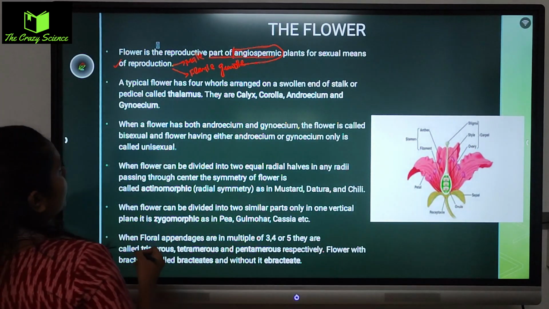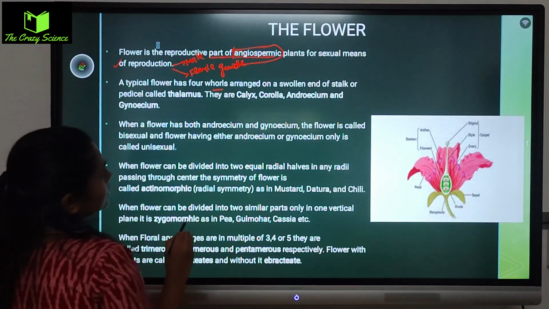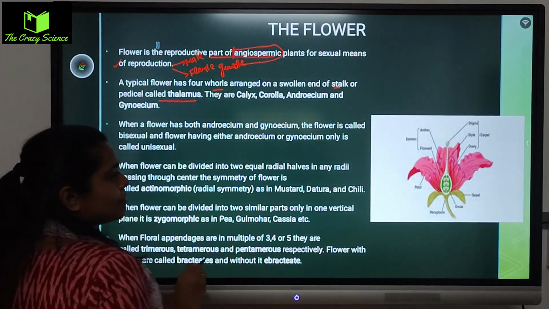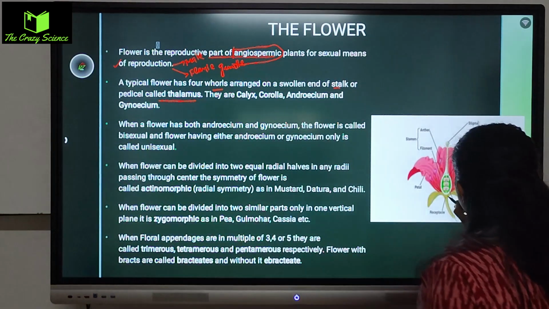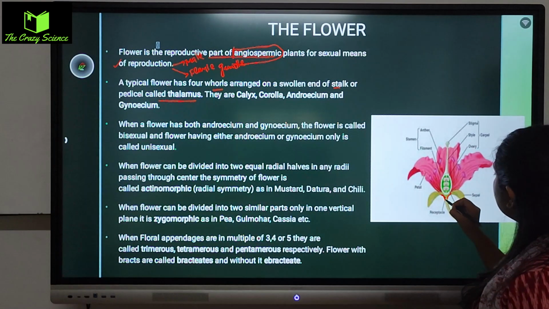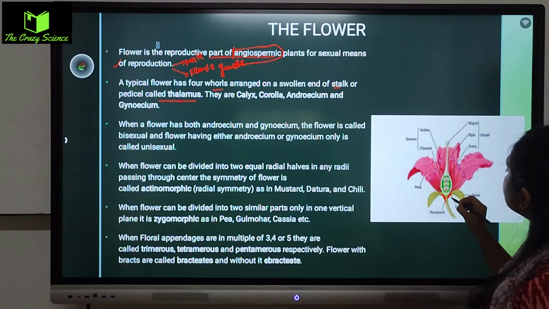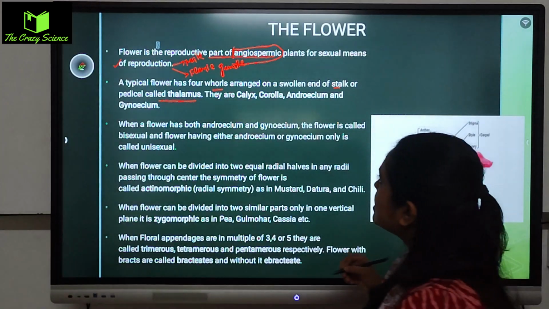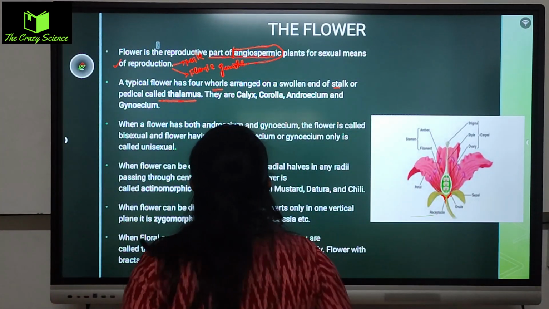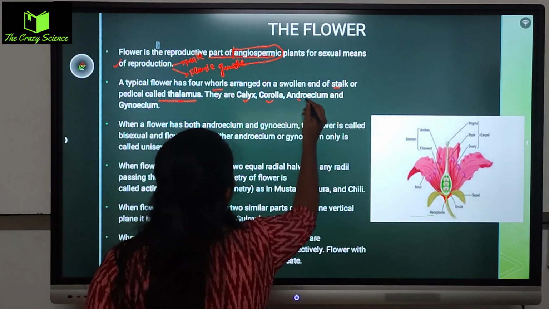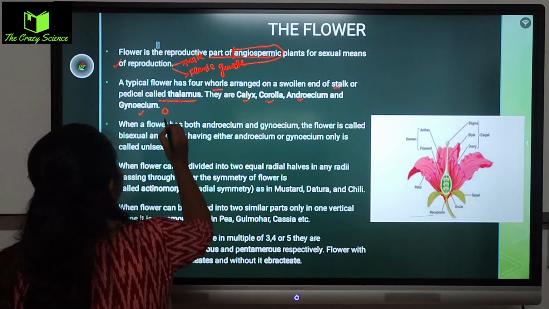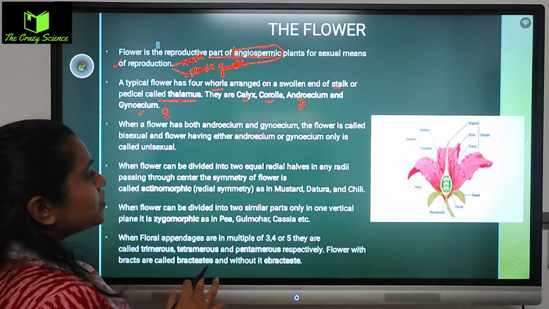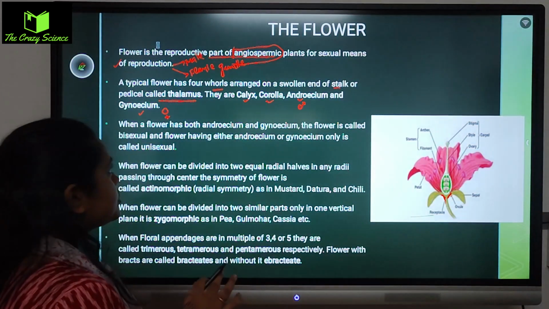The typical flower has four whorls and is on a swollen end of the stalk or the pedicel called the thalamus. This thick part is called the thalamus, where the ovary of that particular plant will be situated, will sit on that. This is called the thalamus or the receptacle. There are calyx, corolla, androecium and the gynoecium. These four of them are the parts of the angiospermic flower.